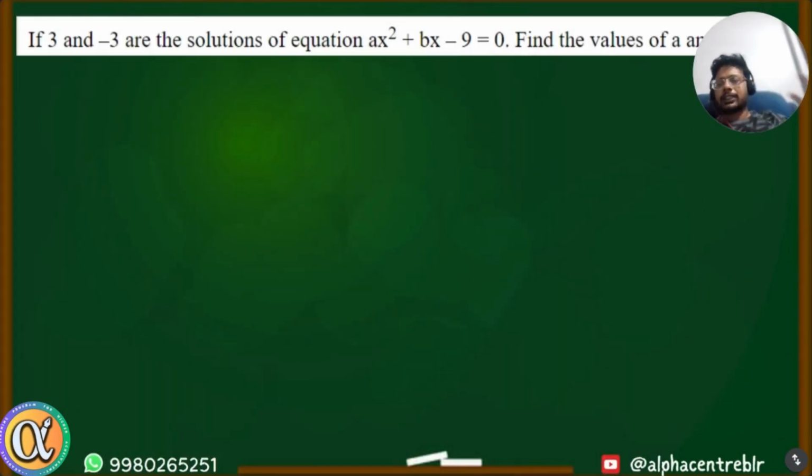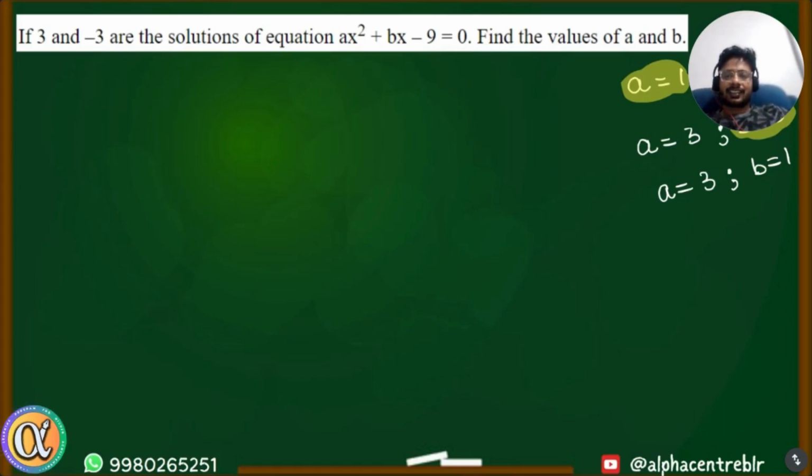So here we go. This is the question. If 3 and minus 3 are solutions of the equation ax squared plus bx minus 9 is equals to 0, find the value of a and b. Yeah, I again went wrong. See, just b is 0.